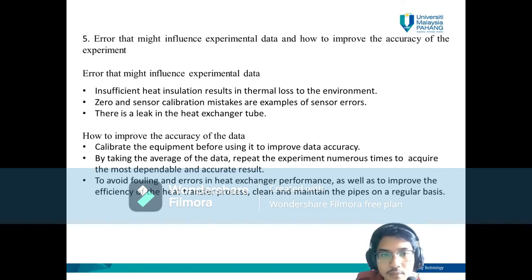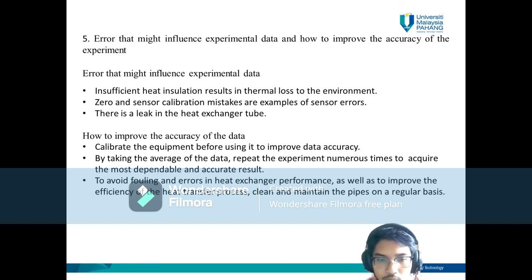Okay, for discussion number 5, errors that might influence experimental data and how to improve the accuracy of the experiment. Errors that might influence the experimental data are insufficient heat insulation resulting in thermal loss to the environment. The second one is zero and sensor calibration mistakes, which are examples of sensor error. The last one is a leak in the heat exchanger tube.